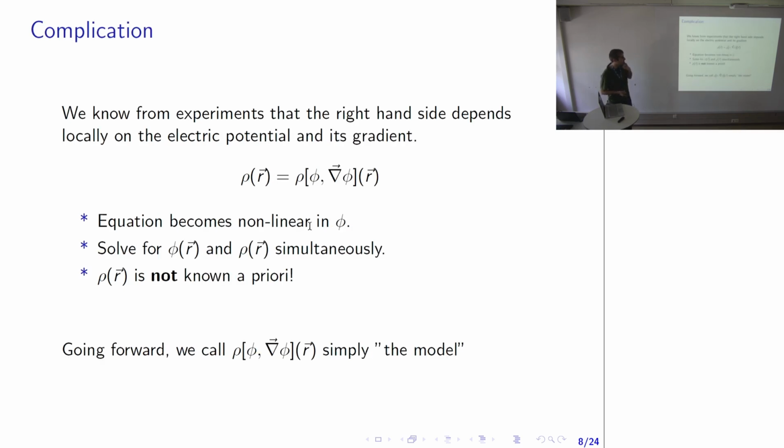Here, it's a bit different. So from experiments, we know that the charge is a function, actually, of the electric field and its gradient. And here, you are not given the right-hand side. So you have to solve for both the phi and the rho. And going forward, I'm just going to call this expression for rho the model.